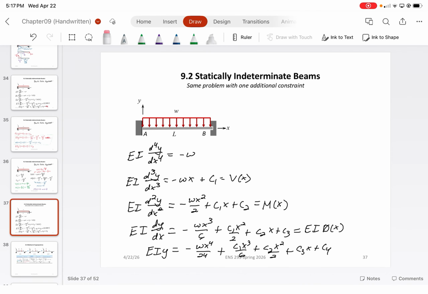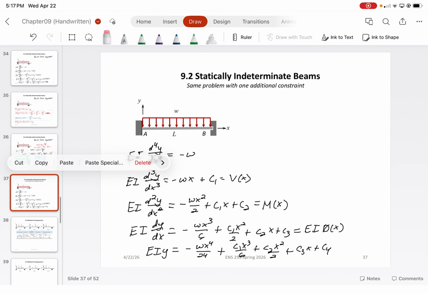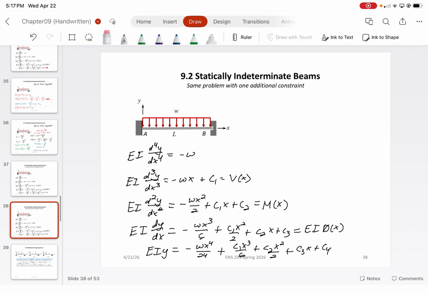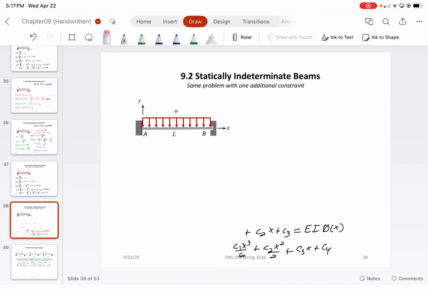Make sense? Now the values of C1, C2, C3, and C4, are those going to be the same? No. They're going to change because now we added an additional rotation constraint at B, which entirely changes the problem. All right? So, looking at this problem, what are the boundary conditions that we would want to enforce?